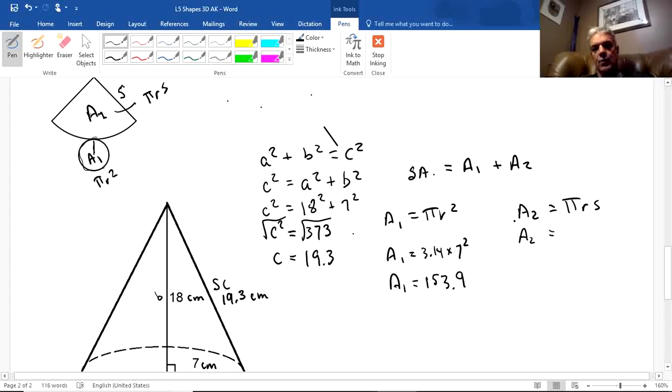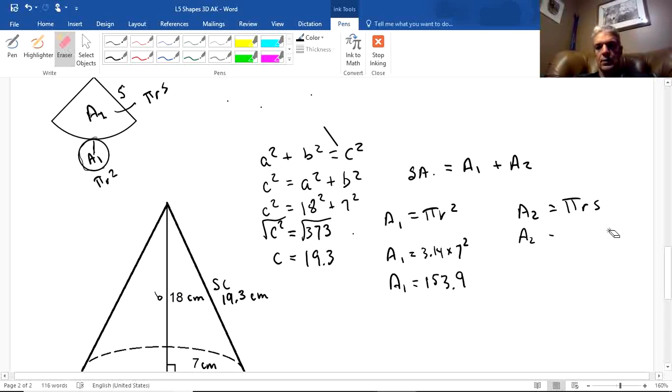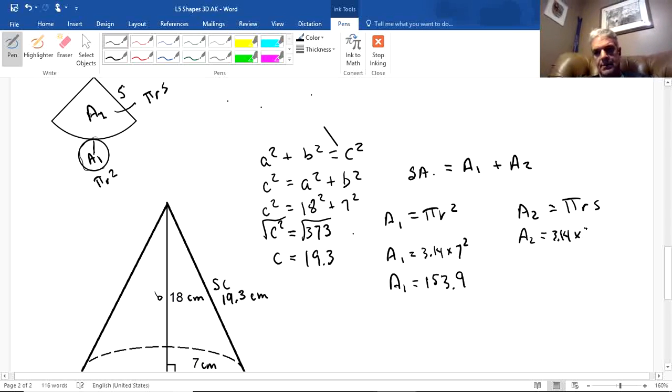Okay, so for area 2, I'm going to go 3.14 times the r value, which is 7, right, times the s value, which is 19.3. And I'm just using dots here to distinguish them. It's sometimes confusing. I wrote that a little bit small here. Let me write that a little better. That was terrible. I can do better. Equals 3.14 times 7 times 19.3.